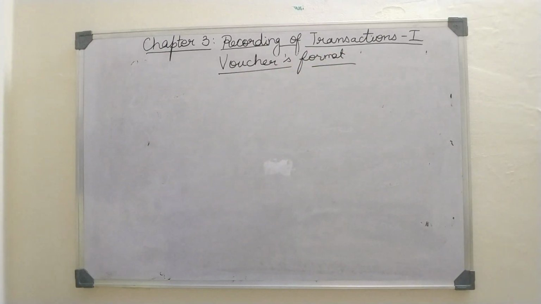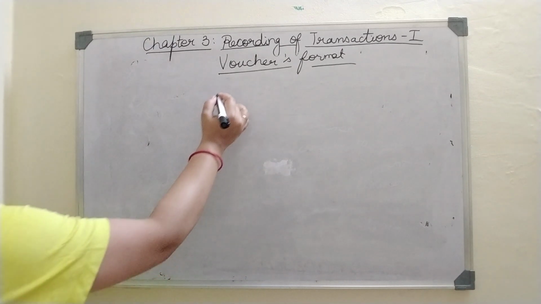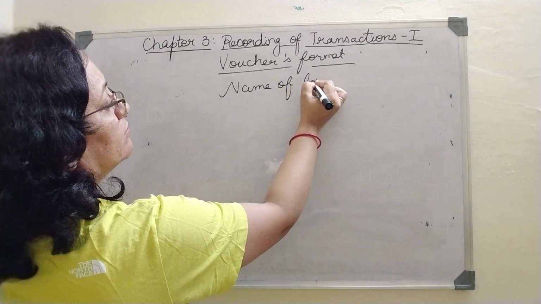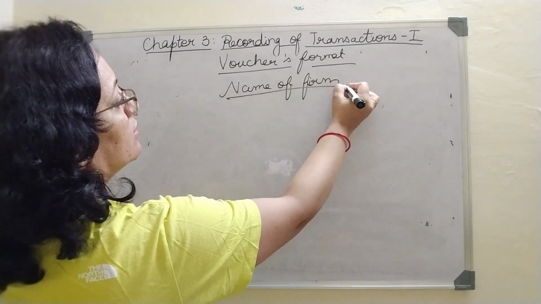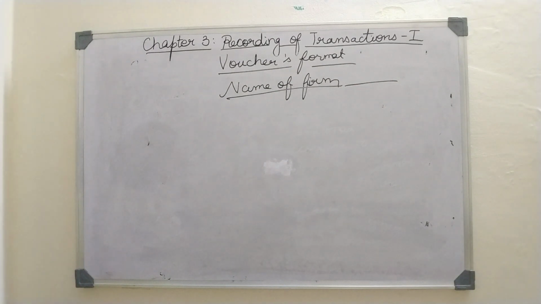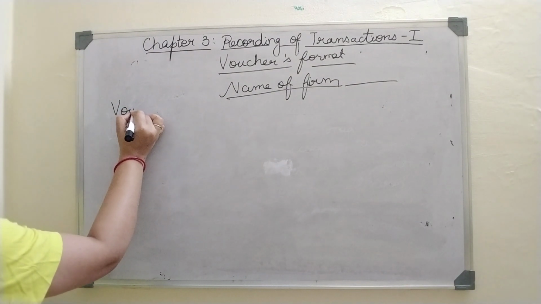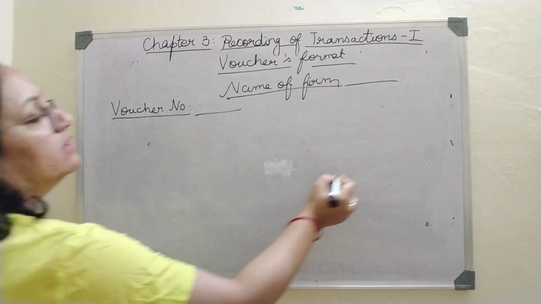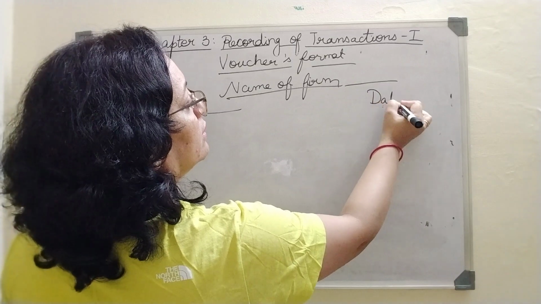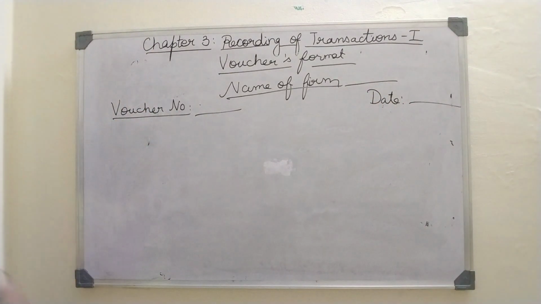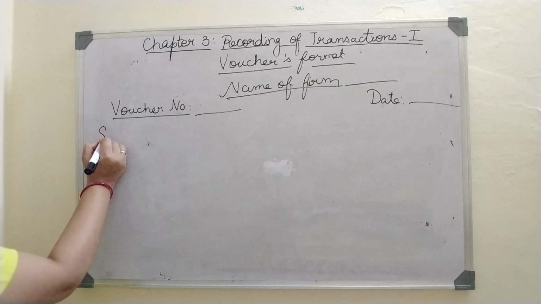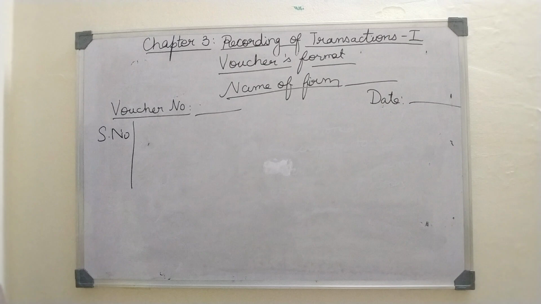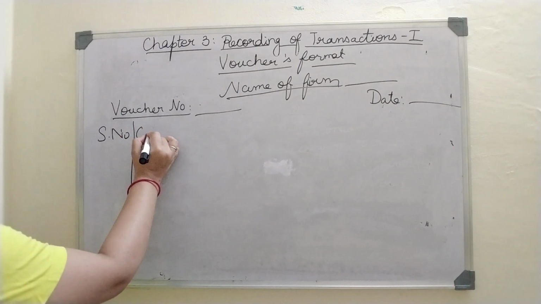The first thing which should be printed at the top of the voucher is the name of the firm, which I had asked you to write in the points. Then on the left hand side we give the voucher number, which is the serial number. Then we give the date. After the date, we have to be proficient in making the different tables: serial number, then any kind of code for the transaction we are doing.